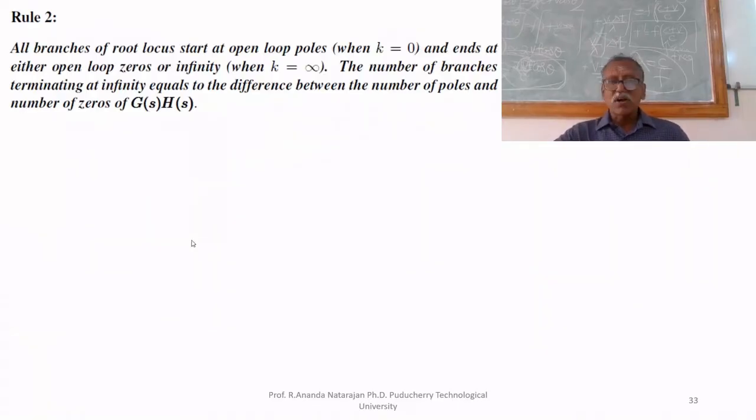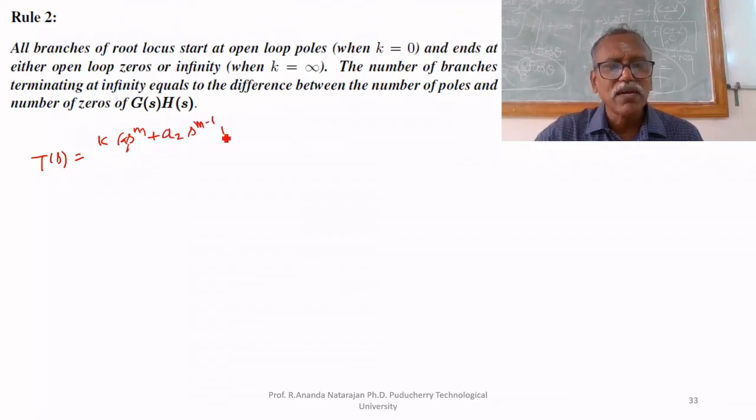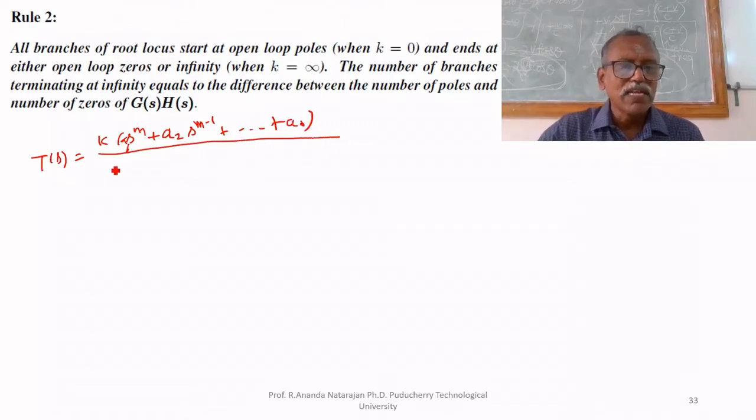All root locus branches start at open loop poles. That we will see now. T of S equal to what? T of S equal to K multiplied by S power M plus A1 S power M minus 1 plus etc. plus A0, a numerator polynomial of degree M. The denominator polynomial will be B1 S power N plus B2 S power N minus 1, and so on, let us call it like that.